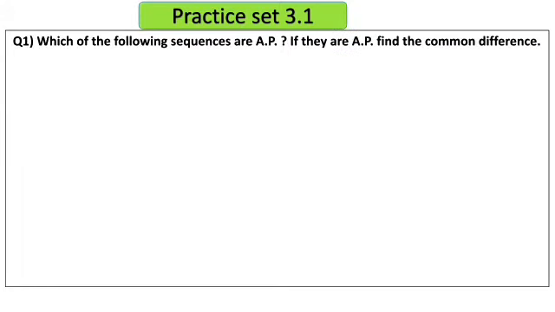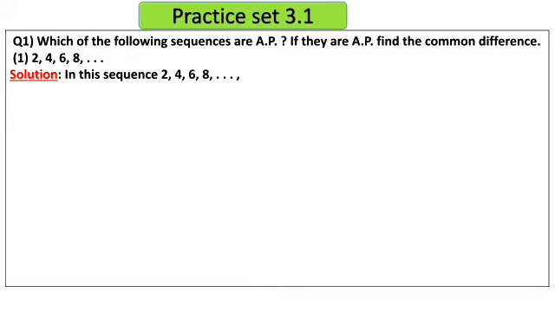Question number 1 is given. Which of the following sequences are AP? If they are AP, find the common difference. So here the first question is given: 2, 4, 6, 8. First of all we'll write the terms. T1 is 2, T2 is 4, T3 is 6, T4 is 8.